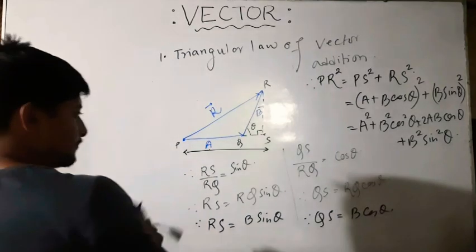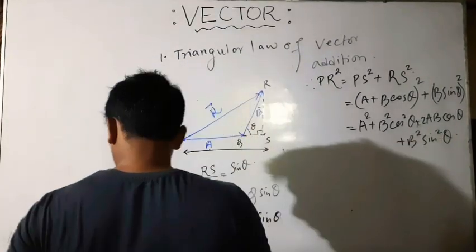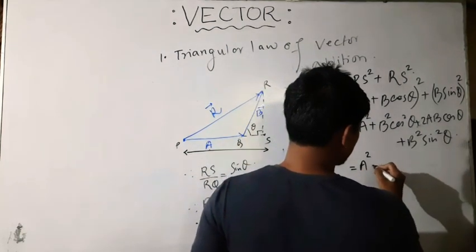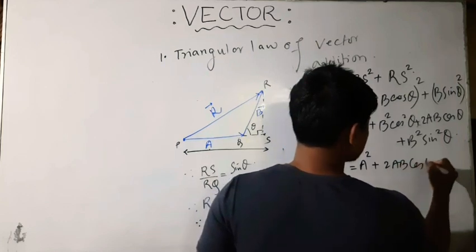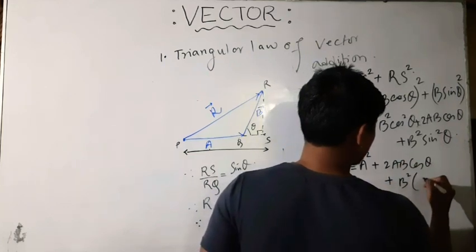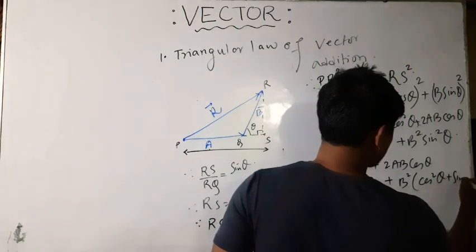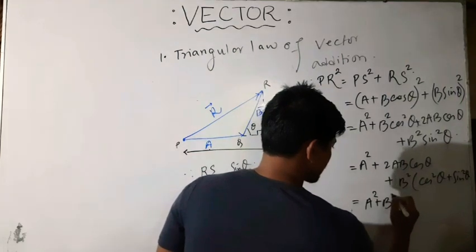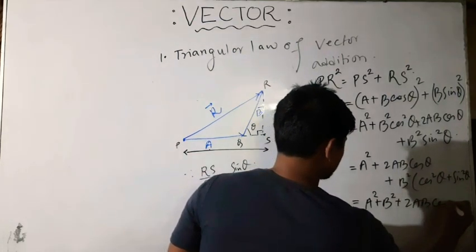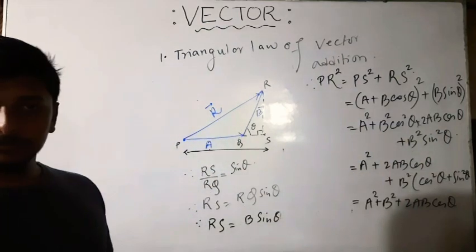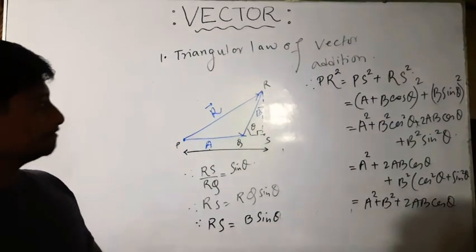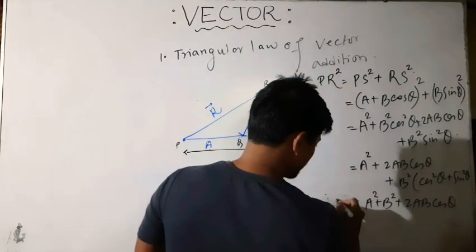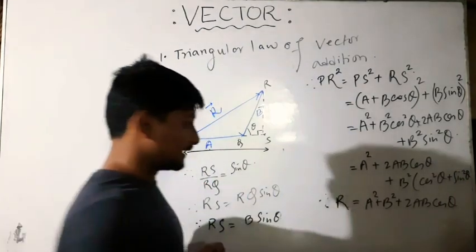Okay? Now, let me simplify a little bit. So ultimately, if I take A square plus 2AB cos theta, and take B square common, cos square theta plus sin square theta, it will give me A square plus B square plus 2AB cos theta. So what will be the value of PR here? Therefore, PR, that is your R, the magnitude of R.